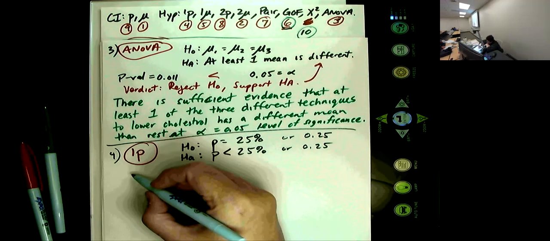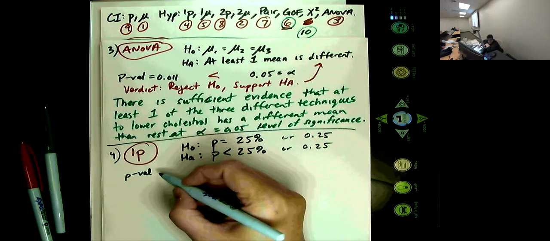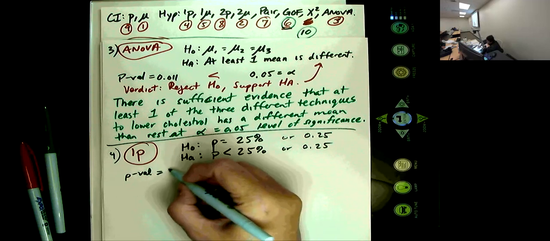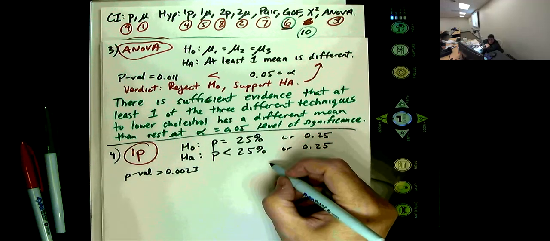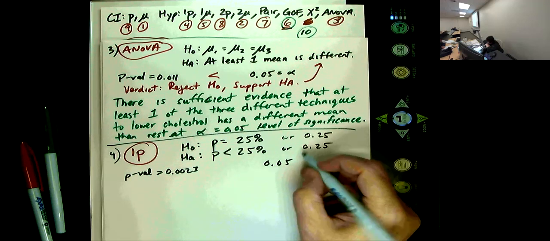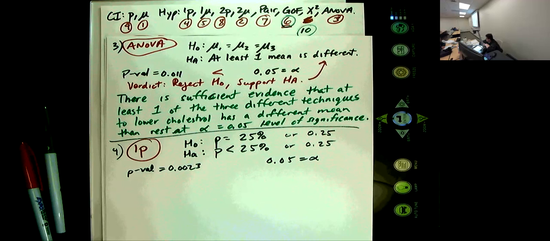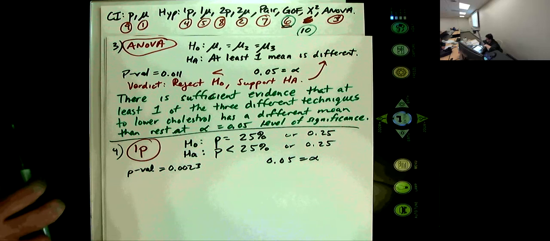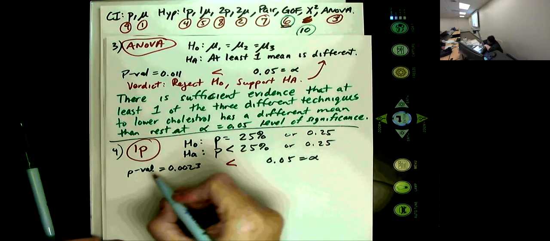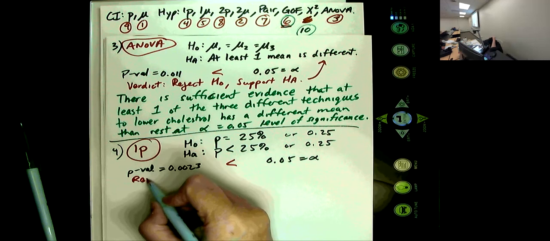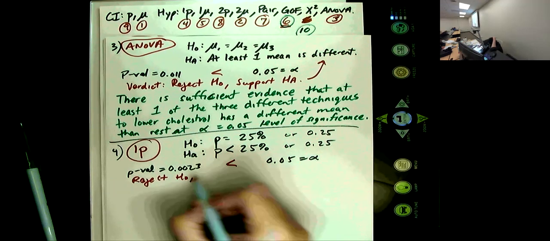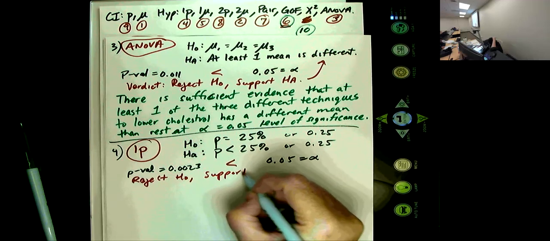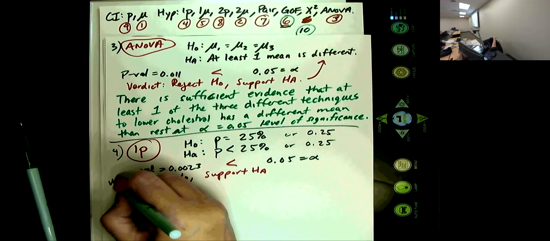There's only 1 group, so I don't need to label them. P value is 0.0023. Alpha is 0.05. And how do these compare? And what is our verdict? It's too low, so we reject H naught, support HA. That's my verdict.